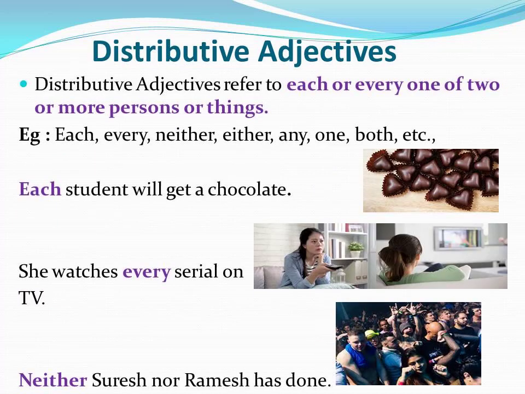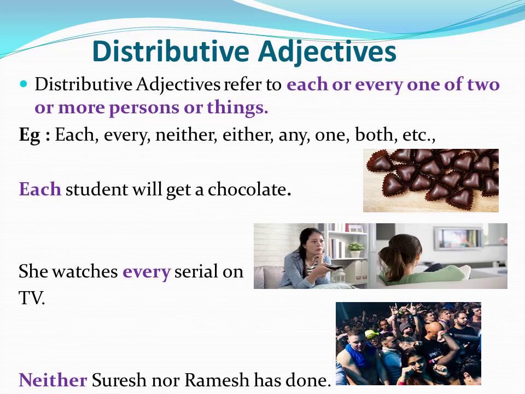Distributive adjectives refer to each or every one of two or more persons or things. Once again, I repeat this. Distributive adjectives refer to each or every one of two or more persons or things. Each, every, neither, either, any, one, both are called distributive adjectives.